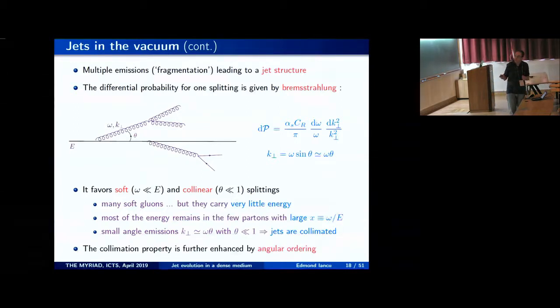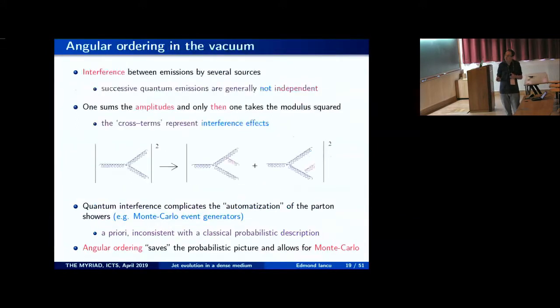And this collimation property is further amplified by a property called angular ordering, which is a consequence of interference between successive emissions. And I will spend some time explaining angular ordering. And to that aim, I need first a different concept. Well, let me, before I go to that.